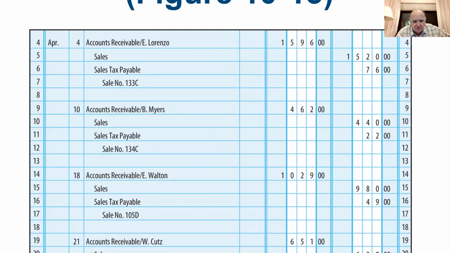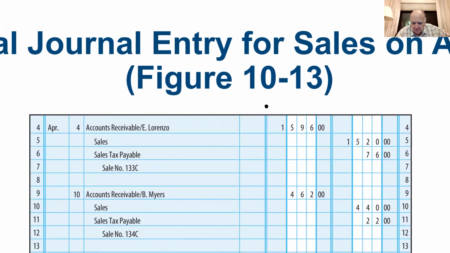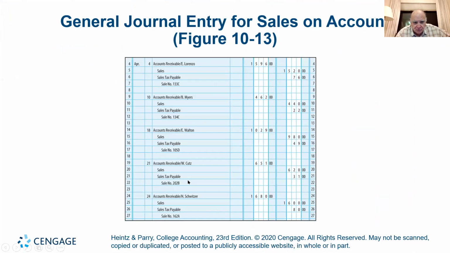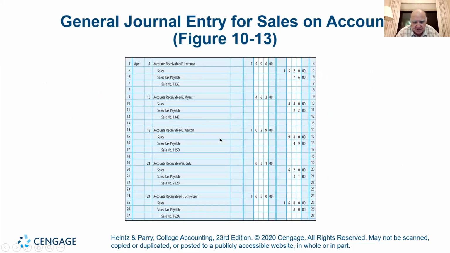And it looks like the next item here, I'd like to go back up just to take a peek. You know something? I think I have to unzoom. Okay, the next two transactions to Brenda Myers and Edith Walton are pretty much the same thing. Merchandise plus sales tax, merchandise plus sales tax. So these are all the same type of transactions, okay?